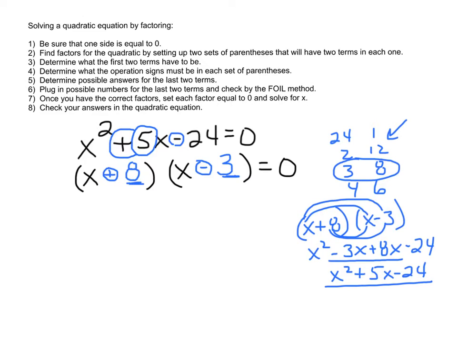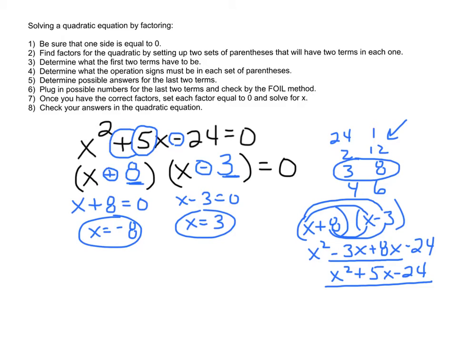So now I am into step number 7, and I'm going to set each of these equal to 0. So x plus 8 has to equal 0, which means x is equal to negative 8. Or x minus 3 is equal to 0, which means x is equal to 3. So those are the 2 different possible answers.